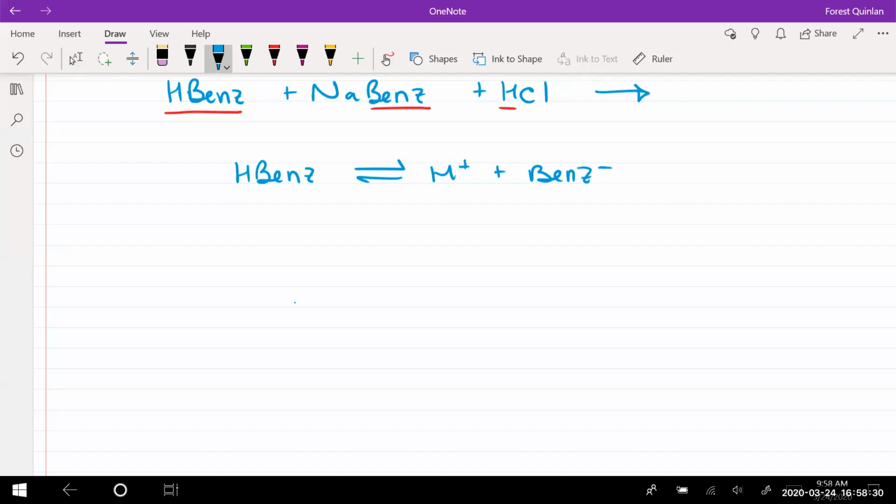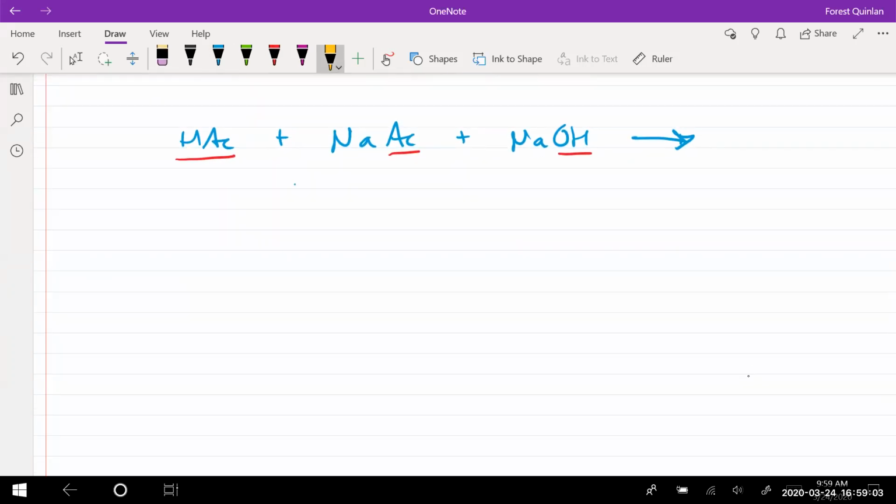All right, how about we have HAC plus NaAC plus NaOH. Johnson, what are my ingredients? Your ingredients are HAC, AC minus, and OH minus. Okay, what's the simplest one you can make here? The acid or the base? The acid. The acid or the base? Oh, the base.